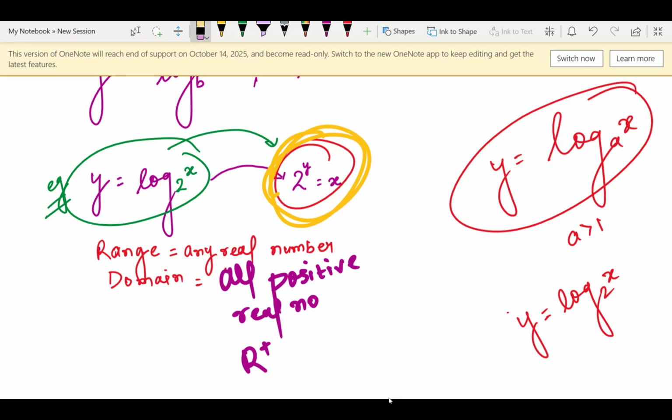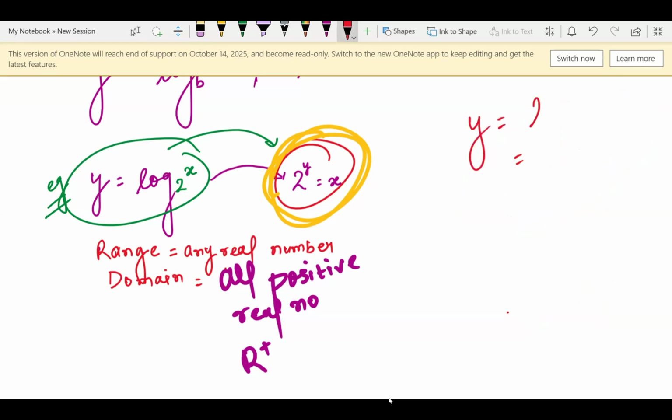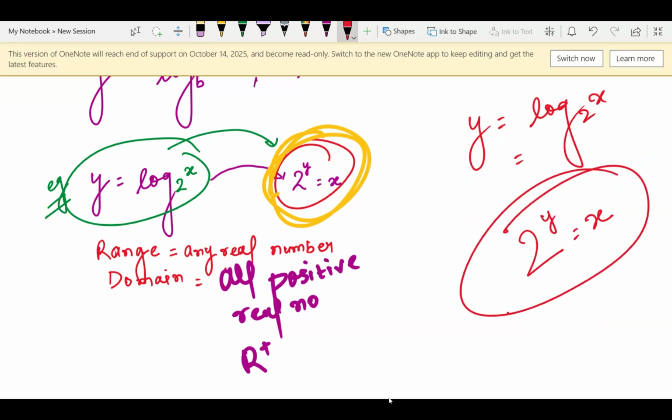So just for clarity, I'll be converting it into exponent form. We understand how to convert it into exponent form. So we will be converting y is equals to log x base 2 into exponent form, and it will be 2 to the power y is equals to x. Now this will help me understand what can be y and what can be x. You tell me if you are getting it or not. Yes, I'm getting it. Clear? Yes.